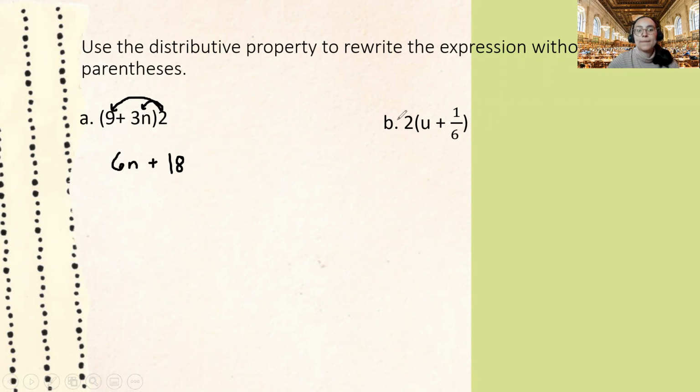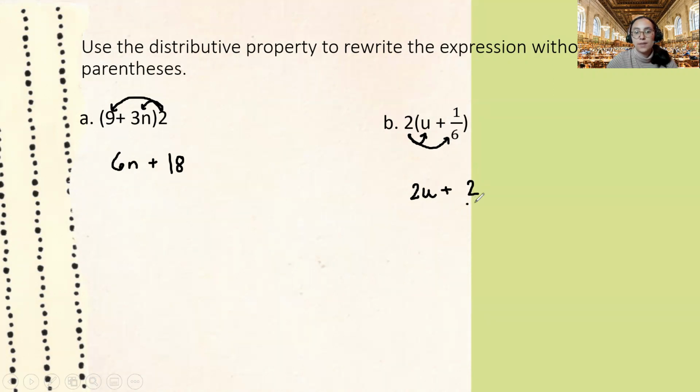Okay. Going on to B, I have 2 times the quantity of u plus 1 over 6. So if I'm going to use the distributive property, I'm going to multiply 2 times u. 2 and u are positive, so my answer will be positive. And since it's just a variable, I just carry it along with the 2. Now I'm going to multiply 2 times 1 over 6. 2 and 1 over 6 are positive, so I will write a positive sign here.